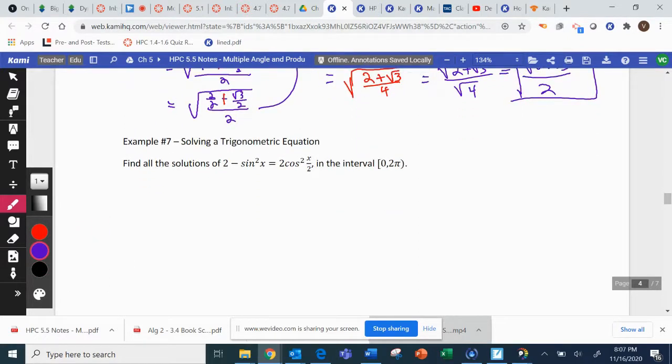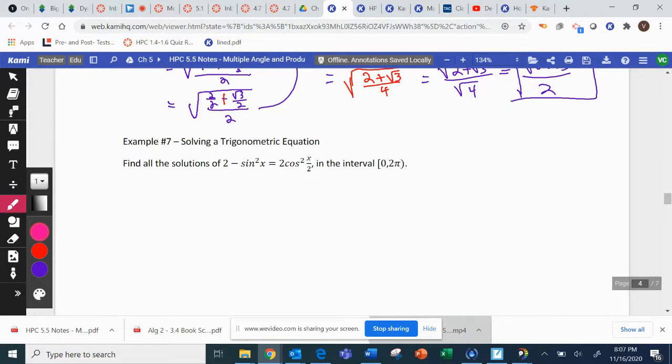Okay, find all the solutions of 2 minus sine squared x equals 2 cosine squared of x over 2 in the interval from 0 to 2 pi. Ooh, and this is a fun one. So the first thing I want to do is notice that we have the x over 2.